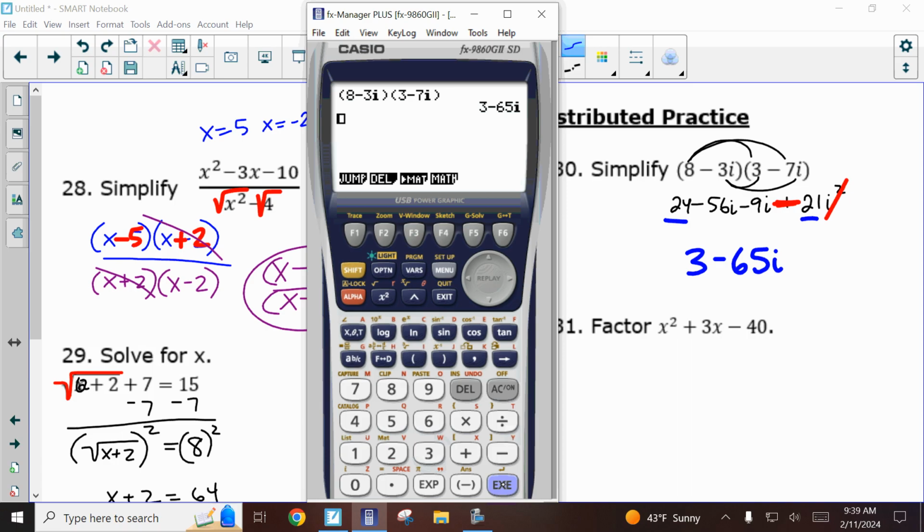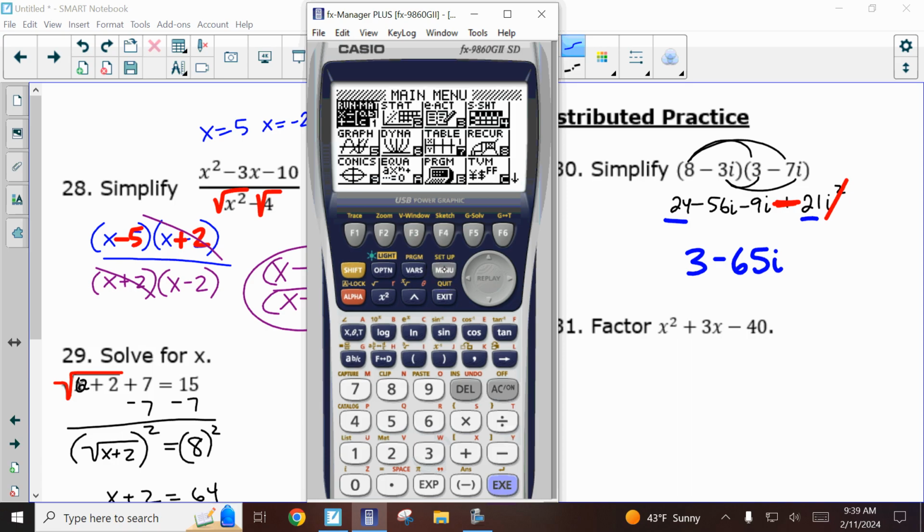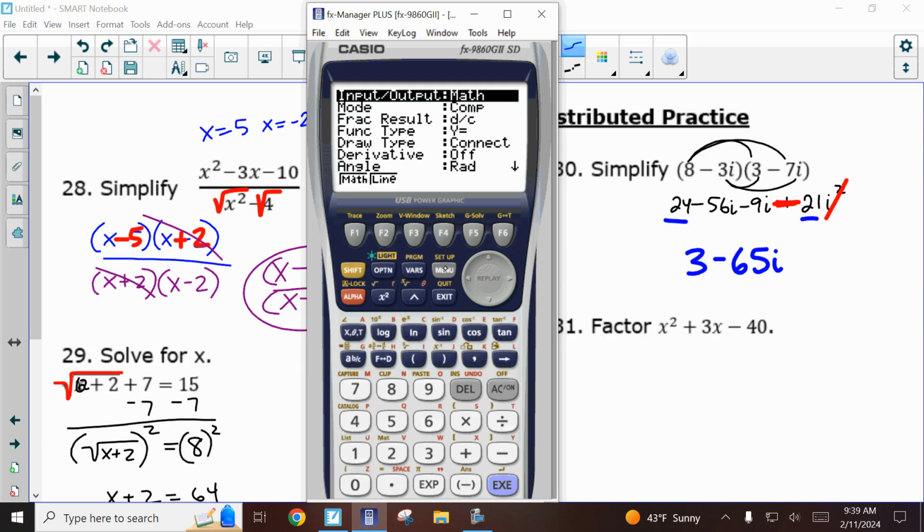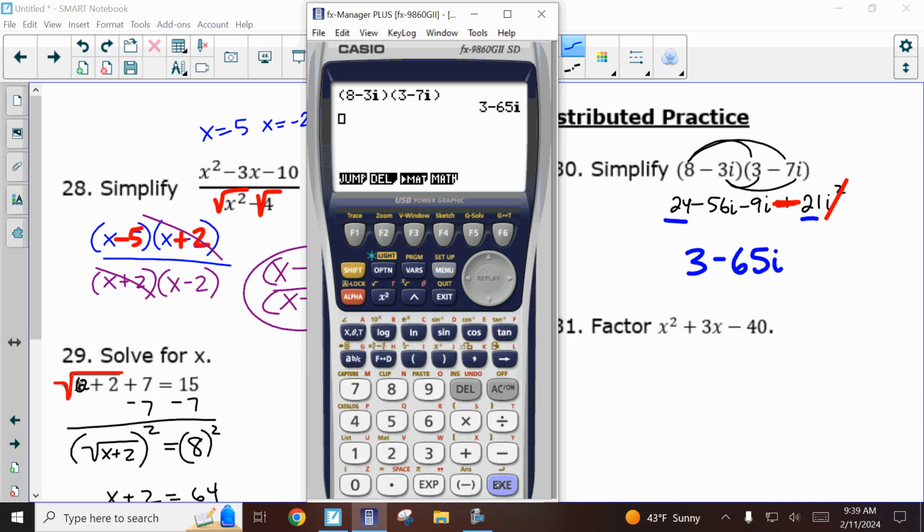Okay. Now, if it would have said like non-real error and all that stuff, you have to go into your settings. So you go Shift, Setup, or Shift Menu. Go right below where it says Angle, and it needs to be in complex mode, which is the a plus bi stuff. Actually, it looks like it didn't even have to be. It still worked. So that's awesome.